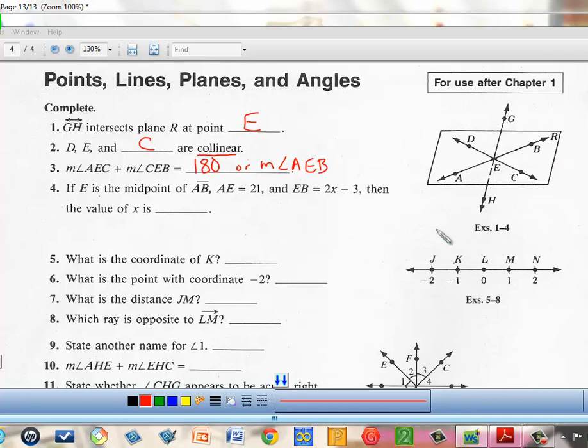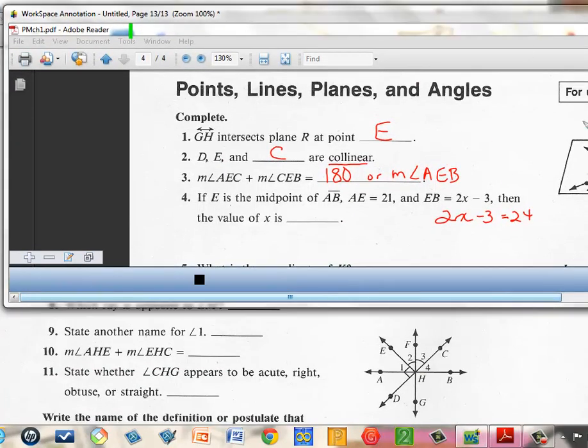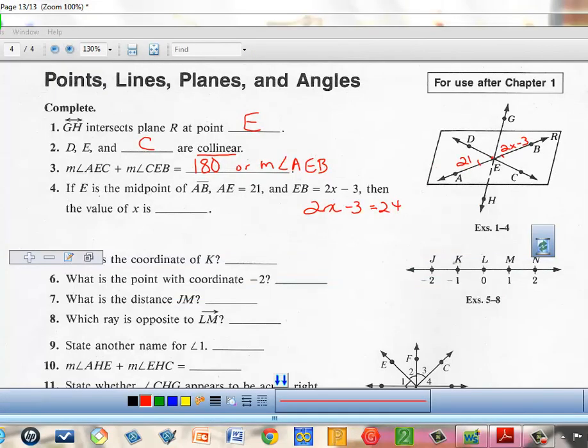All right, number 4, when you labeled your diagram, AE has a length of 21 and EB has a length of 2x minus 3. Since E is the midpoint, these two are congruent. So your equation should have said 2x minus 3 equals 21. Okay, give me 1 second. 2x minus 3 equals 21. If you add 3 and divide by 2, you'll get x equals 12.